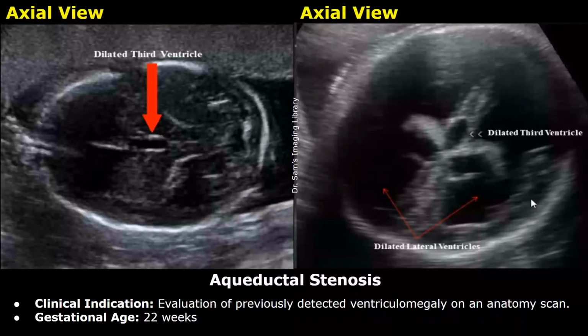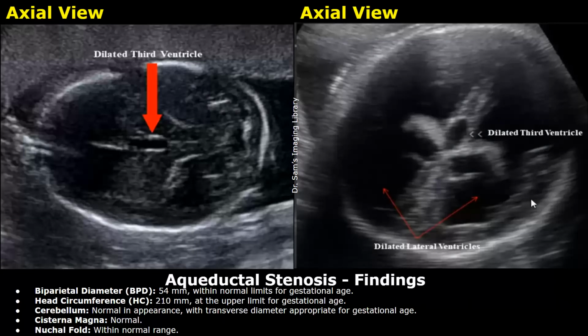This is a report for aqueductal stenosis. Clinical indication: evaluation of previously detected ventriculomegaly on an anatomy scan. Gestational age 22 weeks. These are the findings. The BPD is normal, but the HC is 210 millimeters, at the upper limit for gestational age. The cerebellum, cisterna magna and nuchal fold are normal.